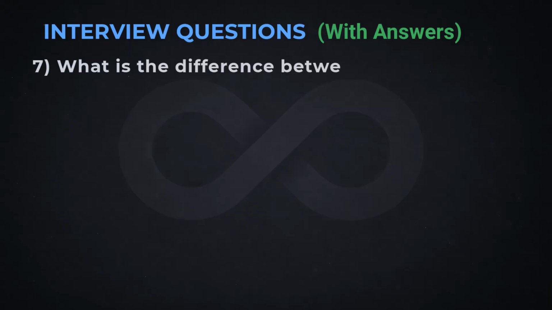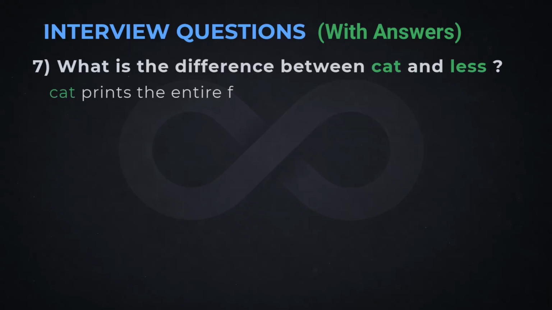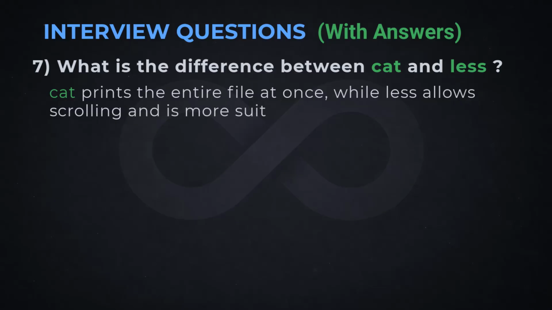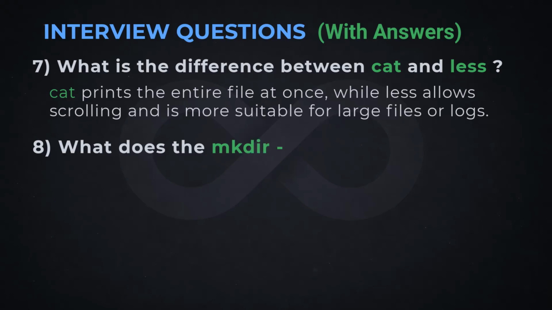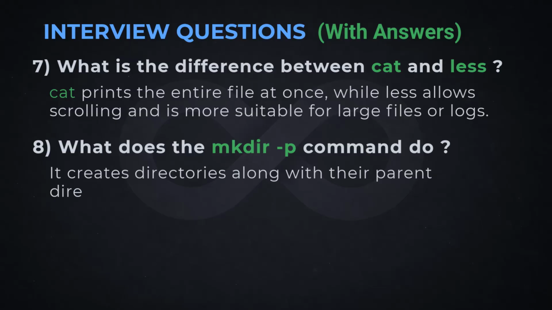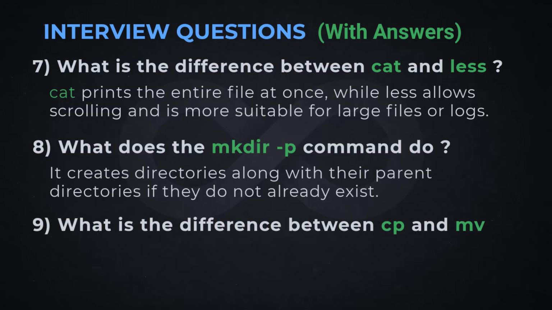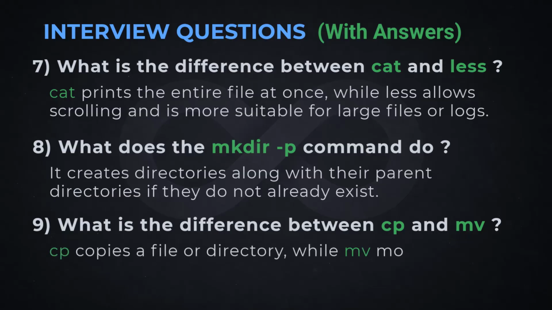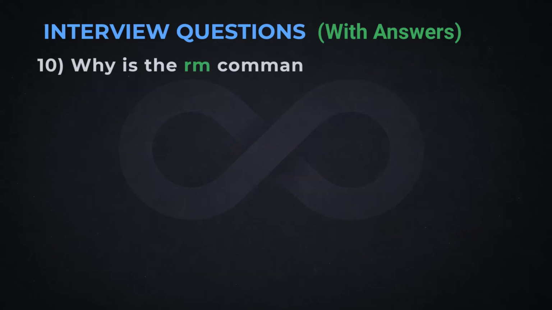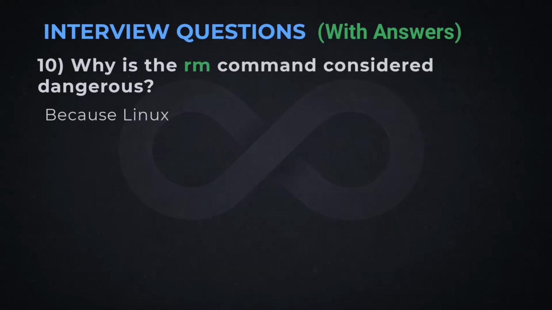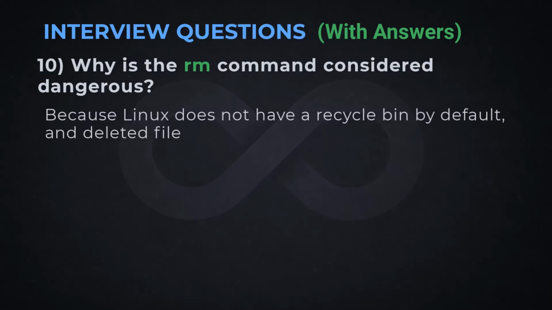What is the difference between cat and less? Cat prints the entire file at once, while less allows scrolling and is more suitable for large files or logs. What does the mkdir -p command do? It creates directories along with their parent directories if they do not already exist. What is the difference between cp and mv? cp copies a file or directory, while mv moves or renames a file or directory. Why is the rm command considered dangerous? Because Linux does not have a recycle bin by default, and deleted files cannot be easily recovered.